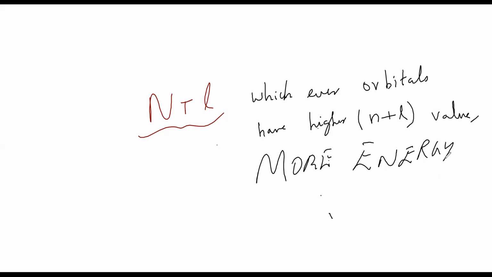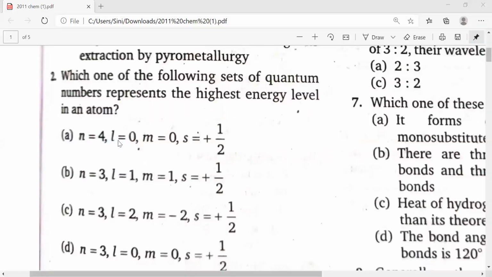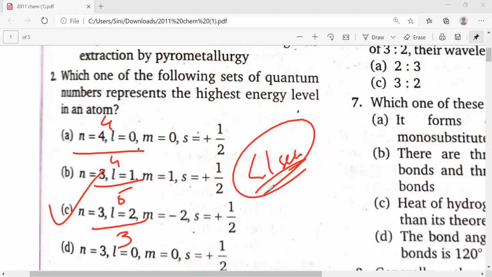So I'll go back to this question. The n plus l rule: 4 plus 0, 4. 3 plus 1, 4. 3 plus 2, 5. This is 3. So option C is the answer. Hardly how many seconds? Less than 1 second, if you know this concept. How is this, guys? Now is everyone confident of this? This is an actual question from 2011. 2011 paper, actual question. Less than 1 second to get the answer.